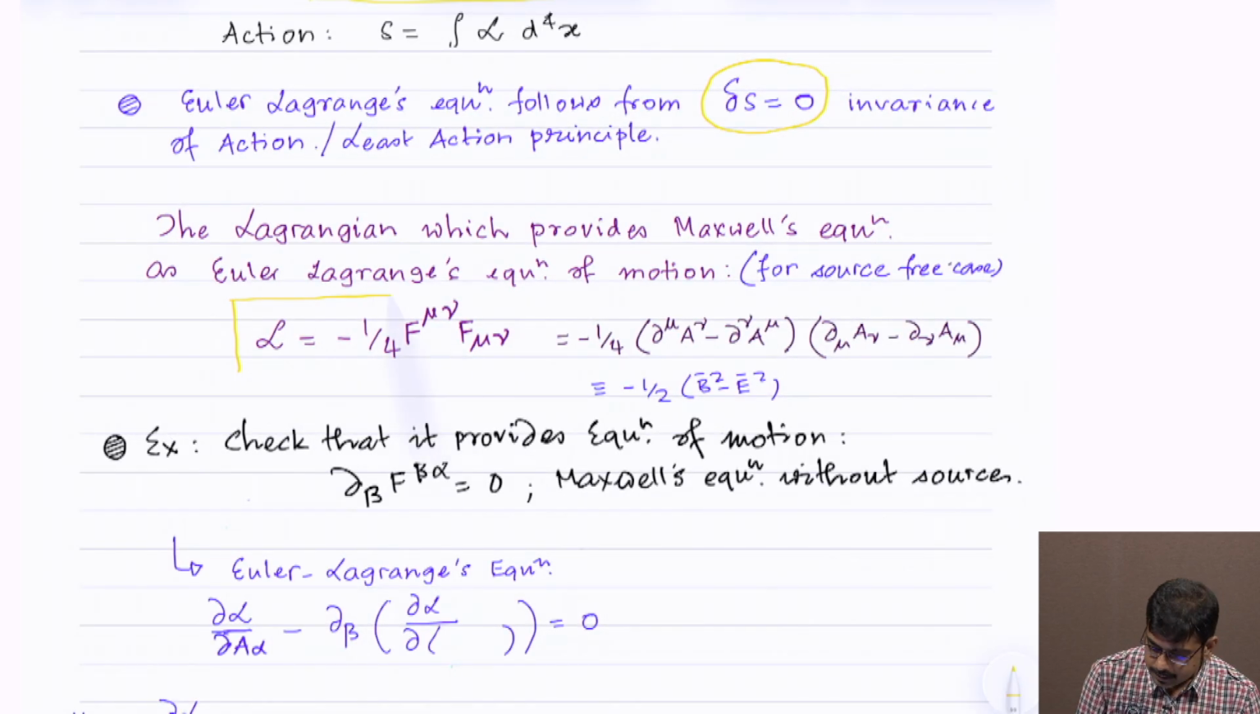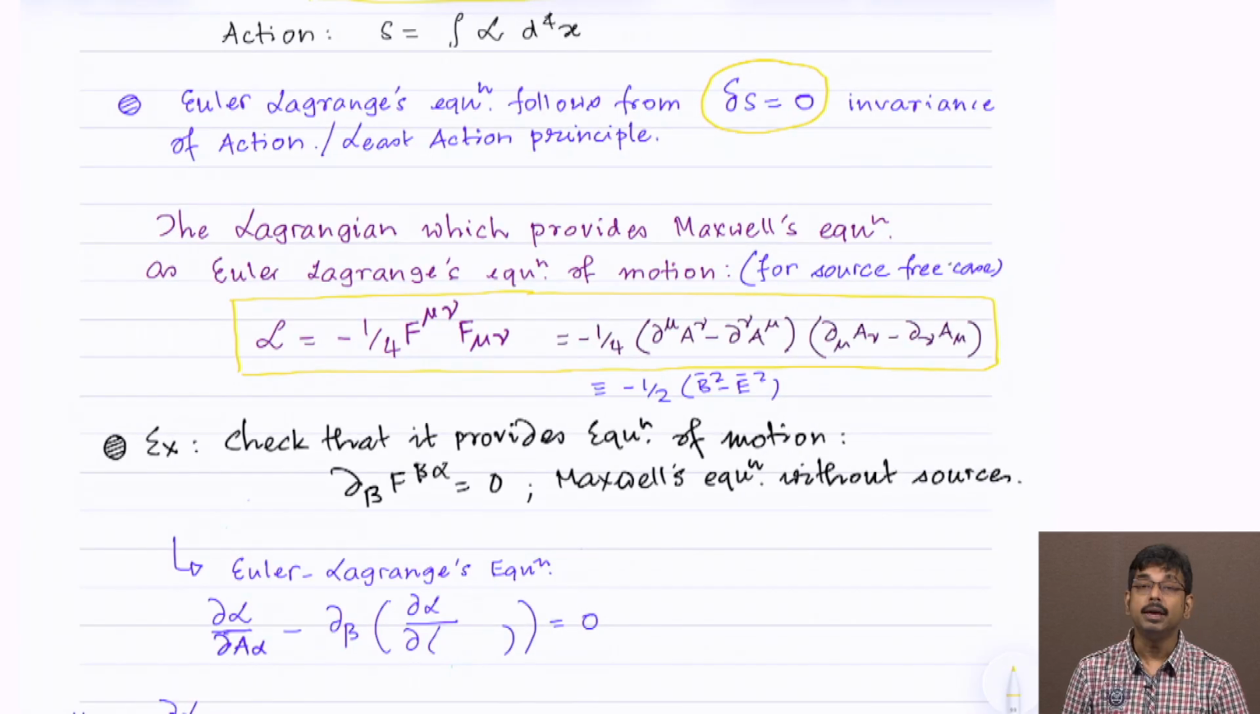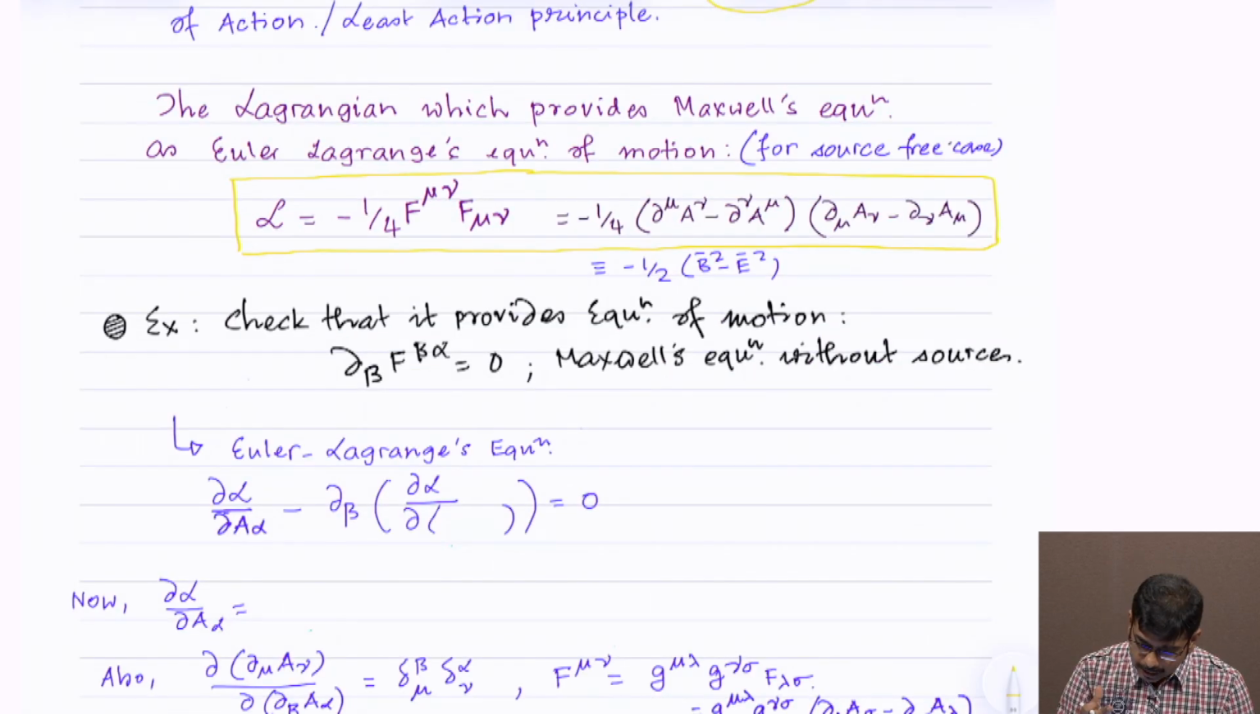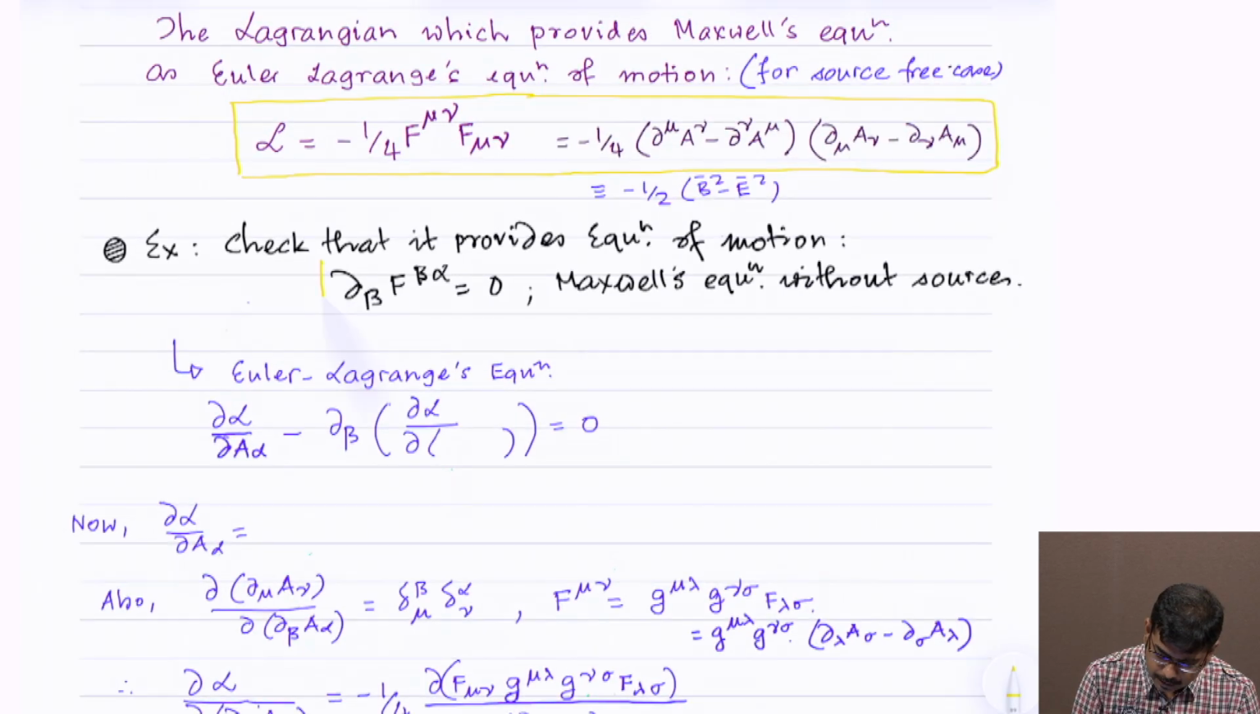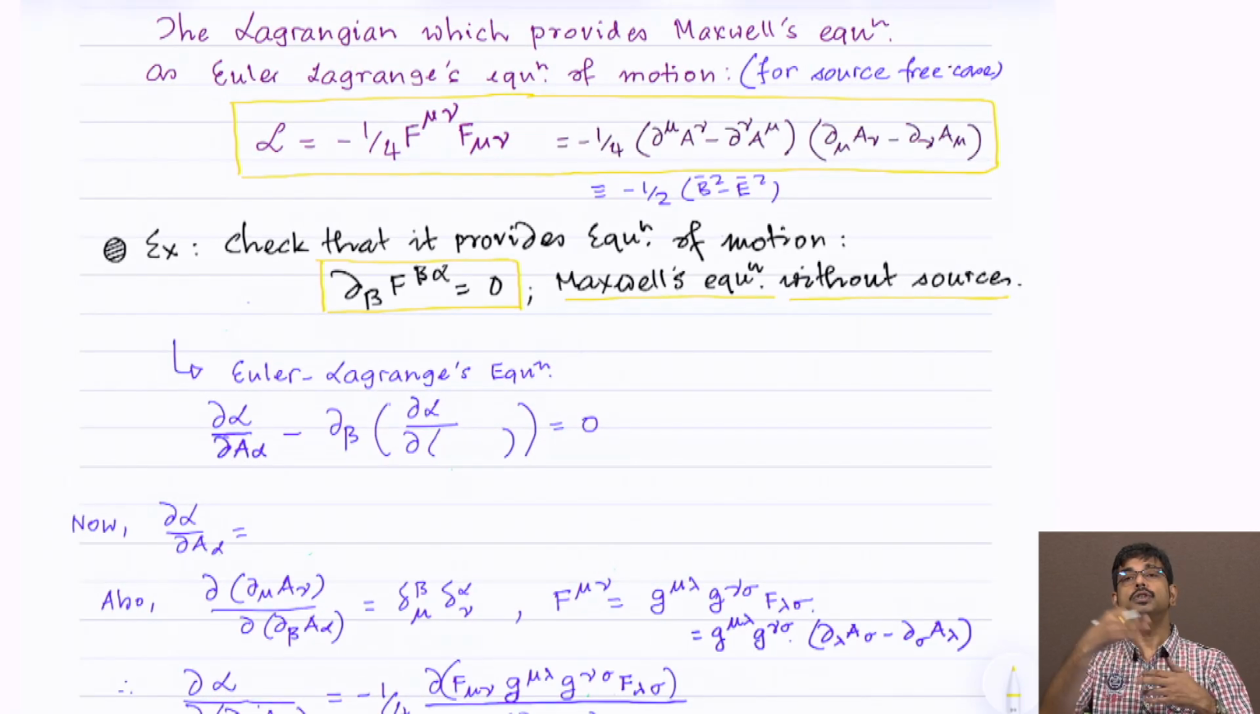Now, what is the rationale for claiming that this is a legitimate Lagrangian to describe electromagnetic fields? If this Lagrangian, using the Euler-Lagrange equation of motion, gives me back Maxwell's equations, then I will be happy that this is a legitimate construction of the Lagrangian of electromagnetic fields. So that is what we are going to check. We want to see whether it can provide an equation of the form ∂_β F^βα = 0, which is Maxwell's equation without sources, the source-free Maxwell's equation.